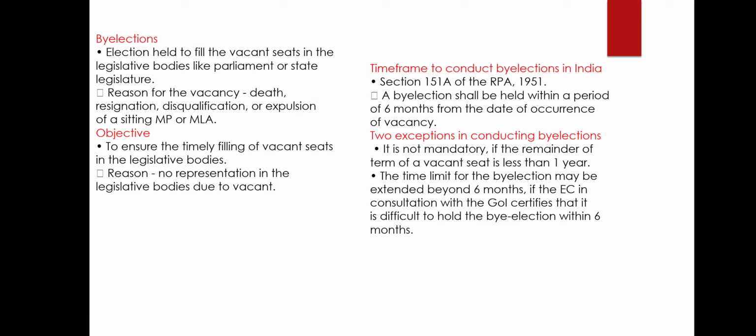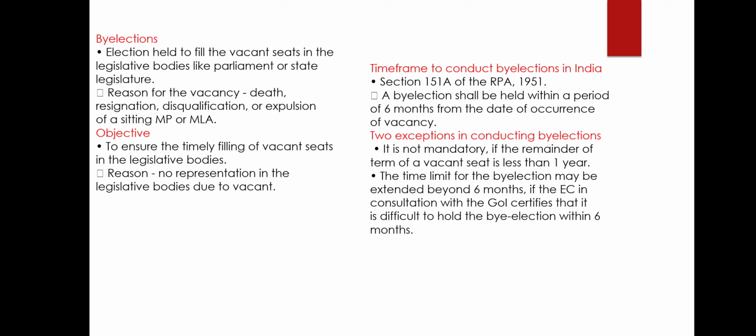Now coming to the objectives of the by-election, the main objective is to ensure the timely filling up of vacancies in the legislative body. See, if a particular constituency's seat becomes vacant, then there is no representation for that constituency in the legislative body. This means that people living in such a constituency aren't able to register their problems and needs in Parliament or the state legislature, so it is necessary to fill the vacant seats as soon as possible. So the Election Commission conducts the by-election to fill the vacant seats. This in turn provides continuous representation of the constituencies in the legislative bodies.